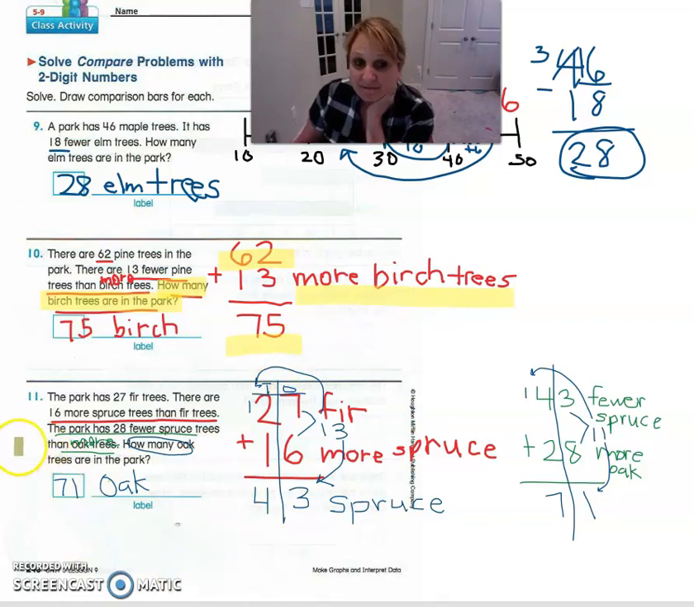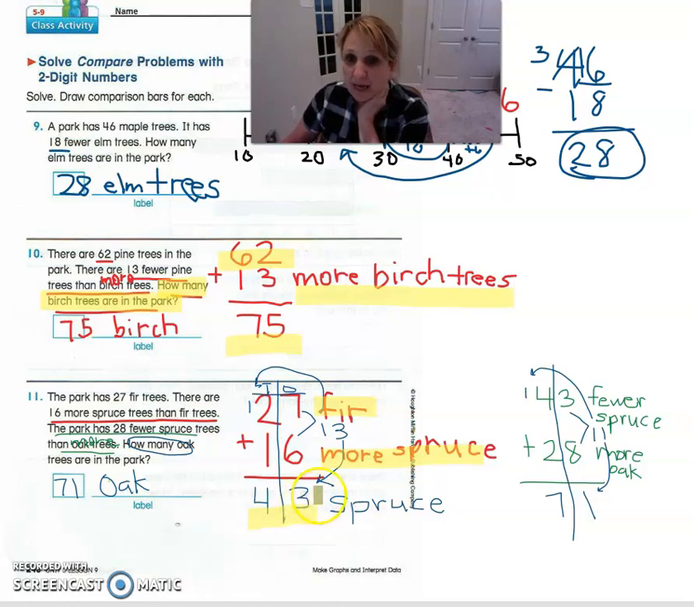All right, number 11 says that the park has 27 fir trees. So I wrote down 27 fir trees. Then it said there are 16 more spruce trees than fir trees. So that was pretty easy. 16 more means I'm going to add it, right? So I took my 27 fir trees, I added 16 more, and I got 43 spruce trees. That was the first step to the problem. This is called a two-step problem, all right?